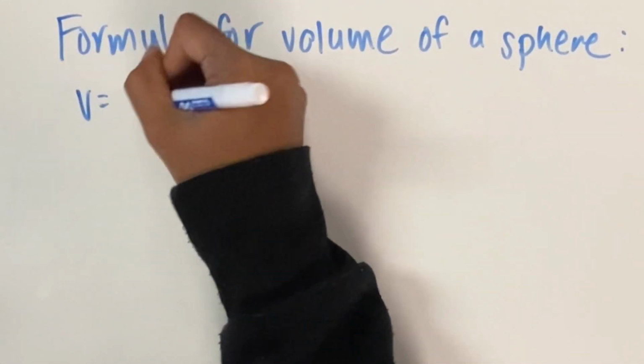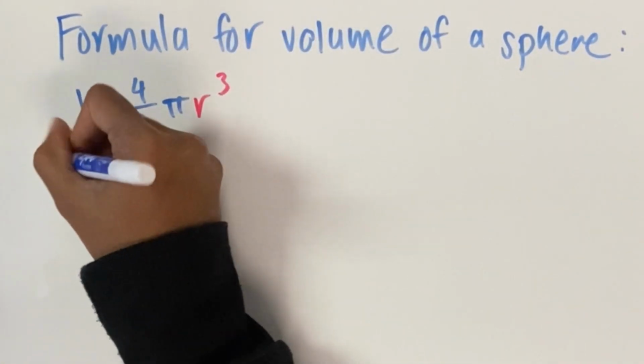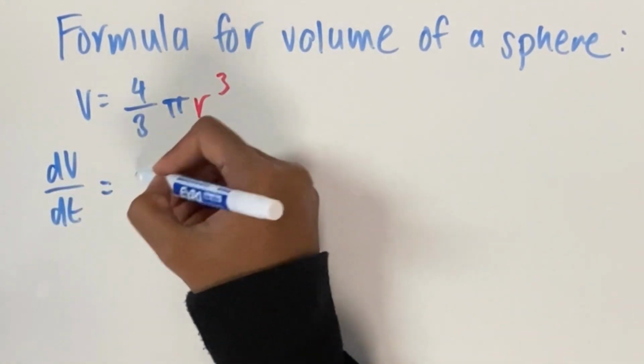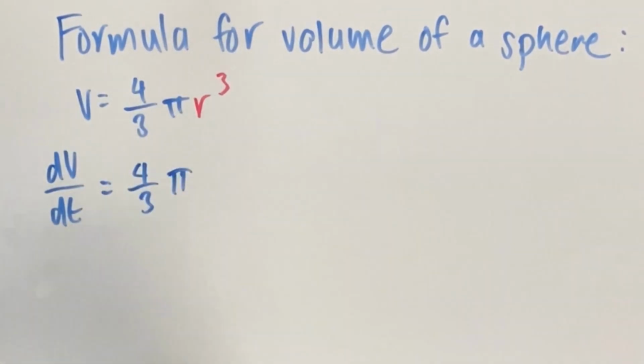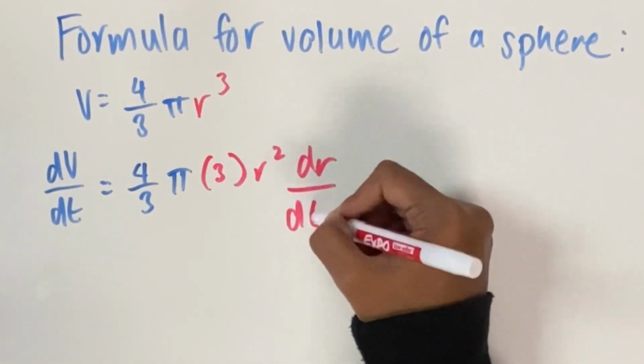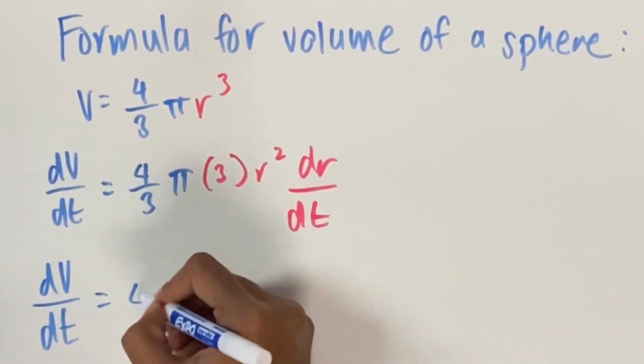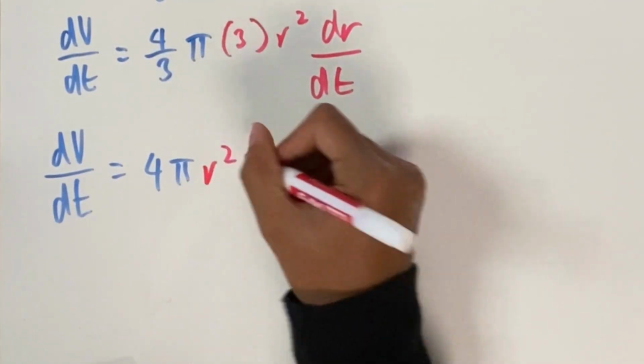In order to solve this problem, we must first note the formula for the volume of a sphere. V equals 4/3 pi r cubed. We must then find its derivative. When doing this, we can use the chain rule for r. First, we bring down the power, subtract 1 from the power, and take the derivative of r. After simplifying completely, this leaves us with dV/dt equals 4 pi r squared times dr/dt.